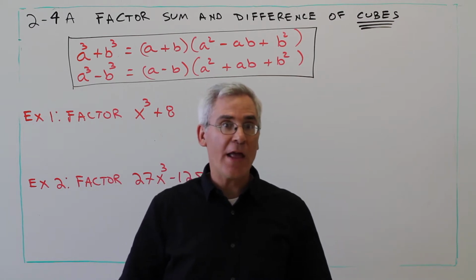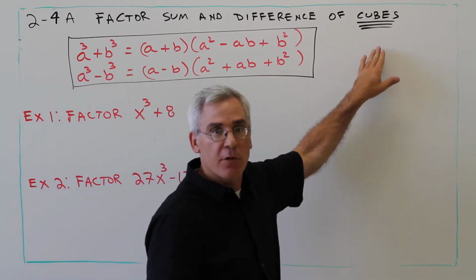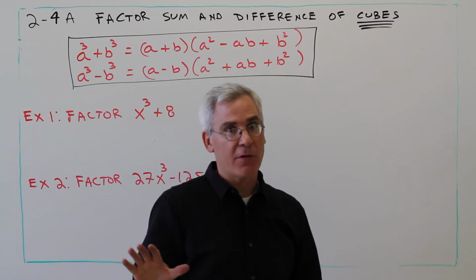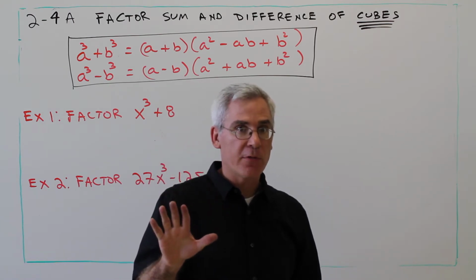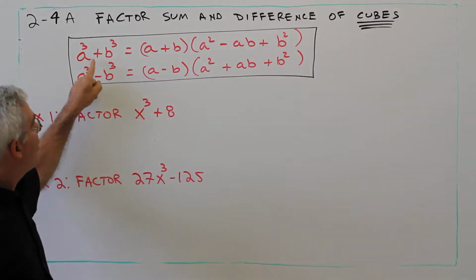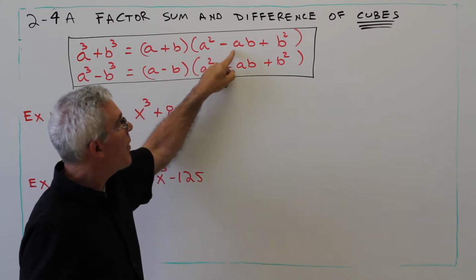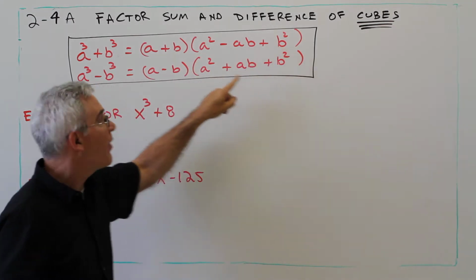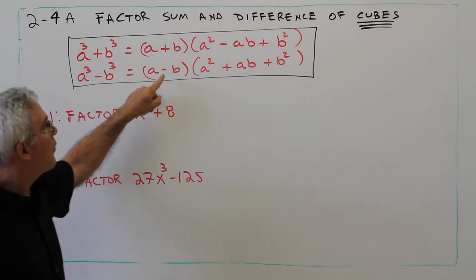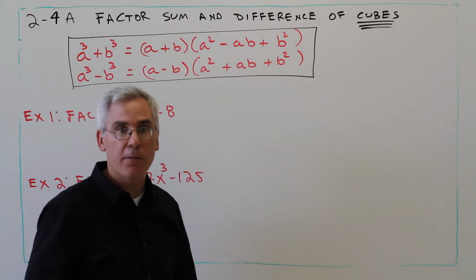This is lesson 2-4A, how to factor a sum and difference of cubes, not squares, but cubes. The most important part of this lesson, and the thing that students struggle with the most, is memorizing these two templates. A cubed plus b cubed equals a plus b times a squared minus ab plus b squared. That's the sum of cubes. And a cubed minus b cubed equals a minus b times a squared plus ab plus b squared.